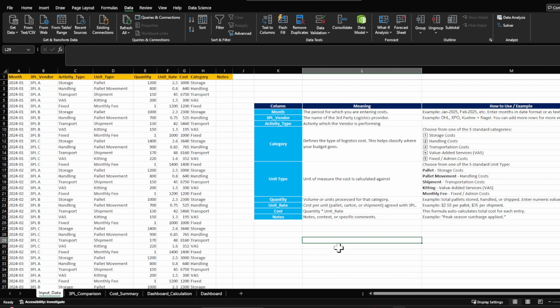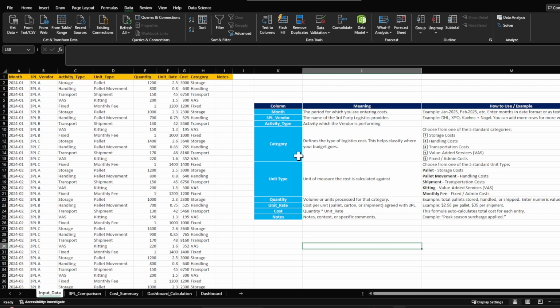So in this input sheet we have multiple columns and all of the columns are explained here. You can see that the first column is month, the period for which you are entering the cost. Then the second column is the 3PL vendor, the name of the vendor or third party logistic provider. The third one is the activity type, the activity which the vendor is performing.